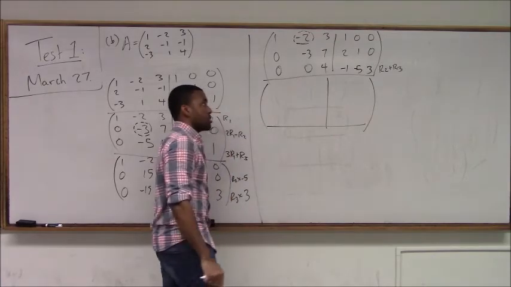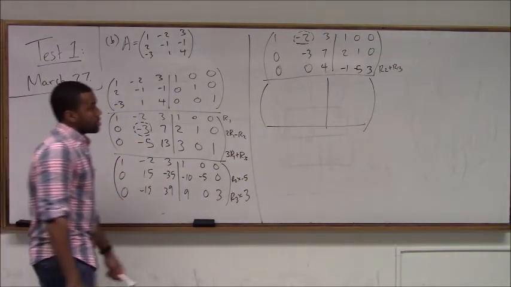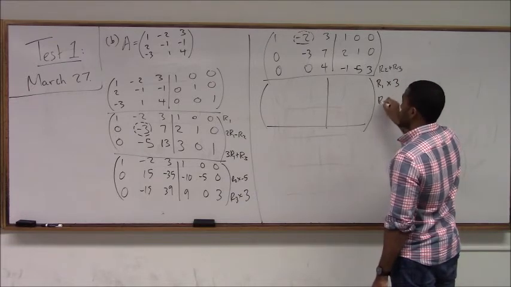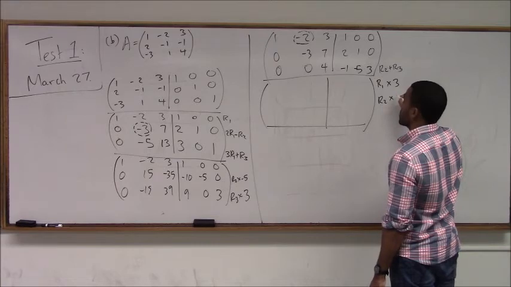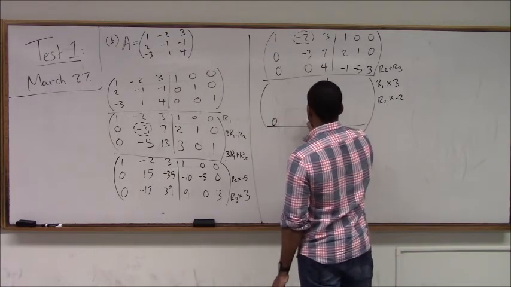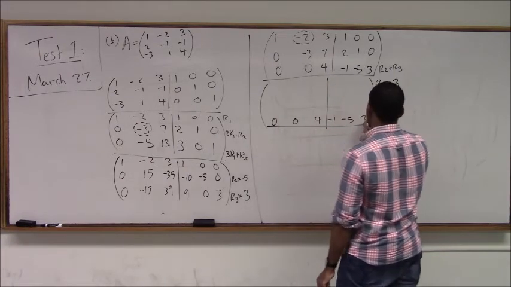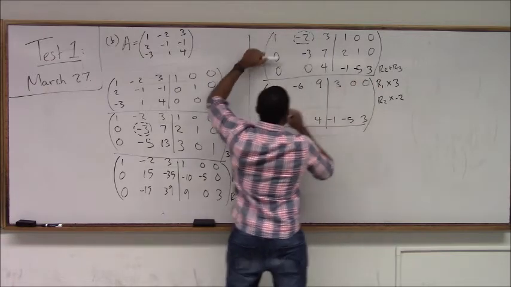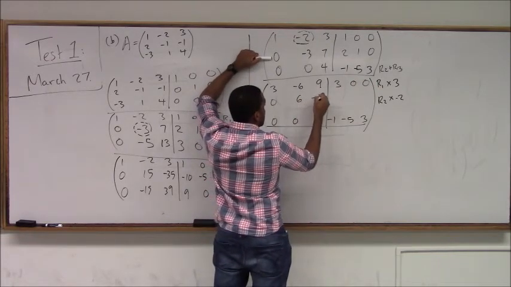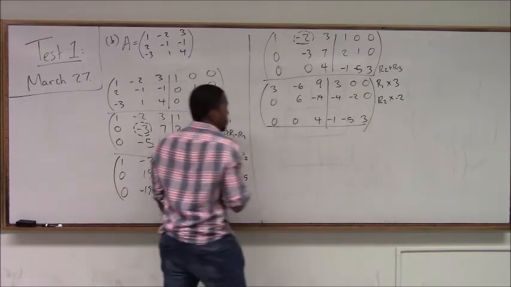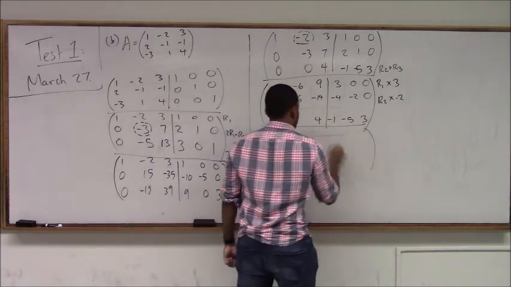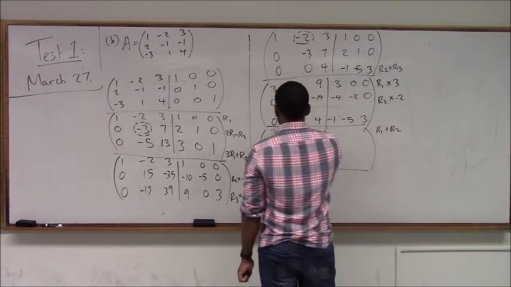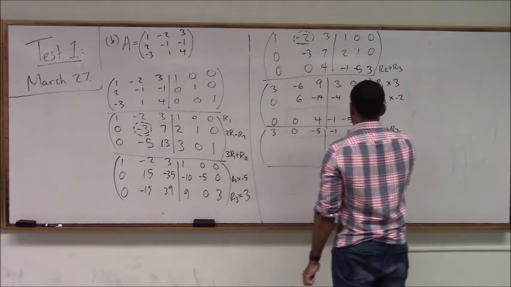How can I create a 0 here? I kind of do the same strategy that I did here. So I can take something like row 1 times 3, and take row 2 times minus 2. Leave the third row alone. So if I take row 1 times 3, I would end up with 3, minus 6, 9, 3, 0, 0. Take this times minus 2. Now I will take row 1 plus row 2: 3, 0, minus 5, minus 1, 0, 0.